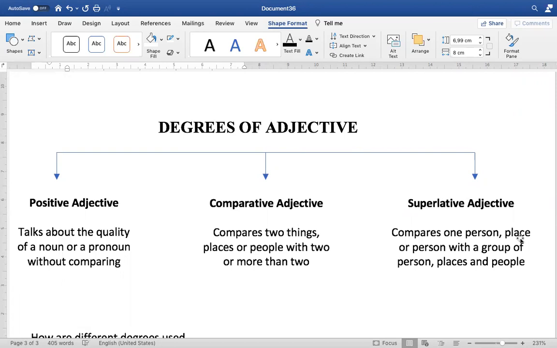I just want to make sure if my screen is shared with the friends. Yes, it's okay for me. Okay, yes, great.